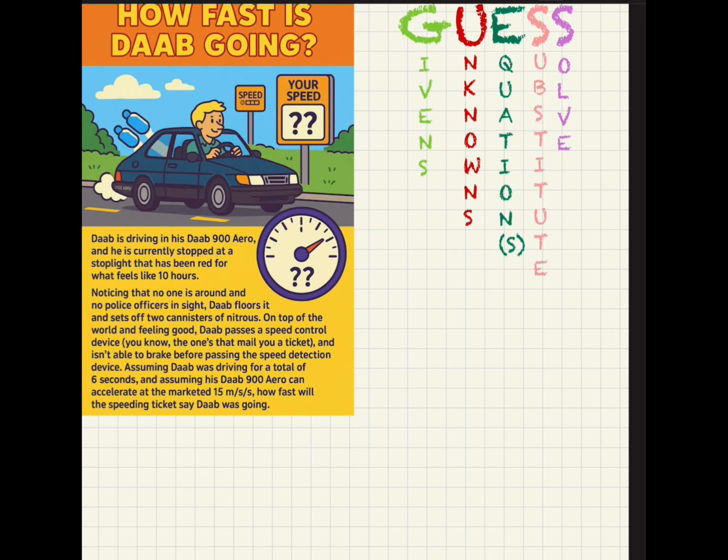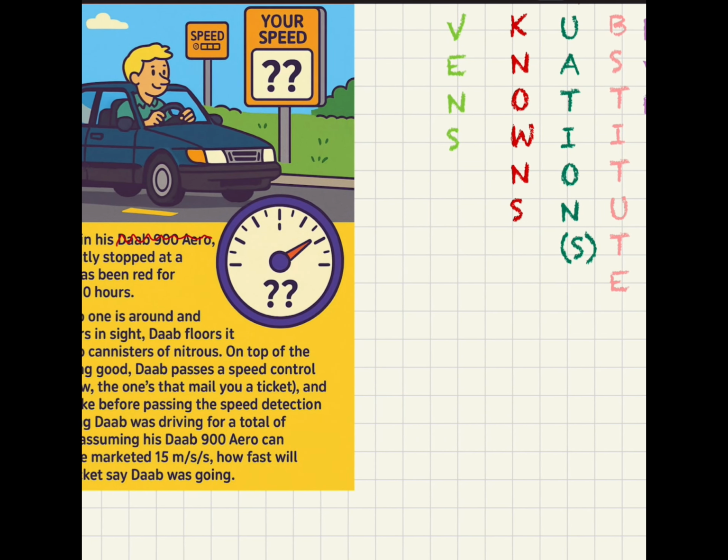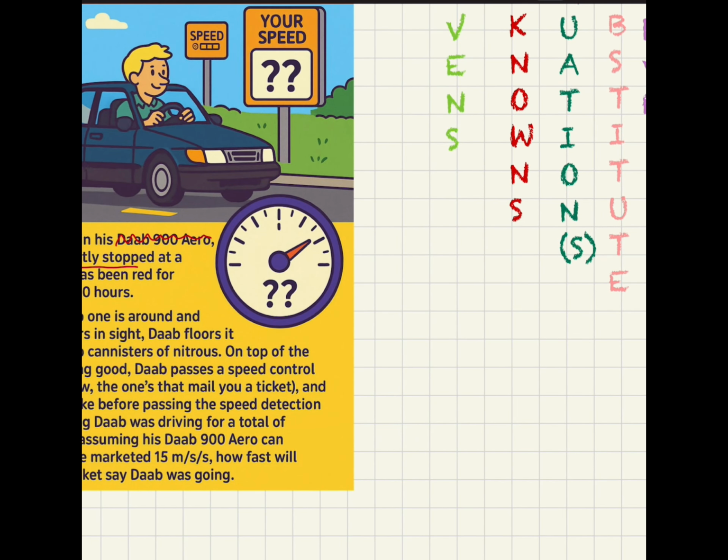Now, the first bit of given information in this problem says Daab is driving his Daab 900 Aero, and he is currently stopped at a stoplight that has been red for what feels like 10 hours. So there's a lot of useless information here, as cool as it is that he has his own car brand. The 900 Aero means nothing. But the part we want to pay attention to is this: he is currently stopped. This is a part a lot of kids get hung up on when they first start with physics, because it doesn't say starts from rest always. It says he is currently stopped at a stoplight.